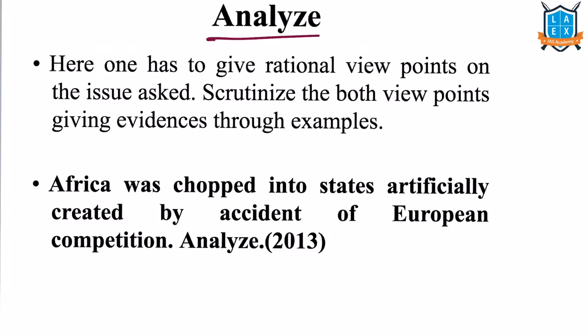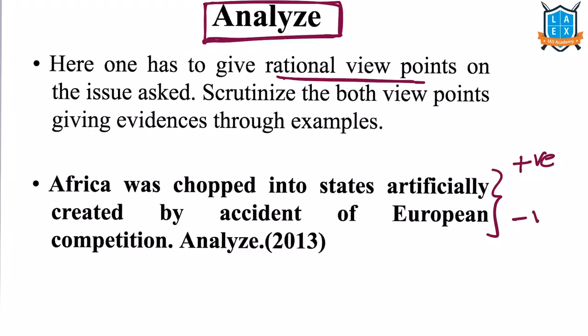The next keyword is analyze. This is one important directive word. We are getting many questions based on this particular directive word. Here, we have to give the rational viewpoint by scrutinizing both the viewpoints. Let's say a particular proposition is given. We need to scrutinize the positives, and the negatives, the positive viewpoints and negative viewpoints, and then we have to take a balanced view.